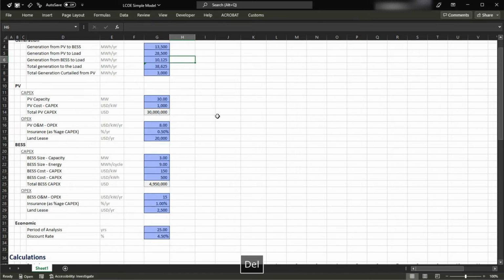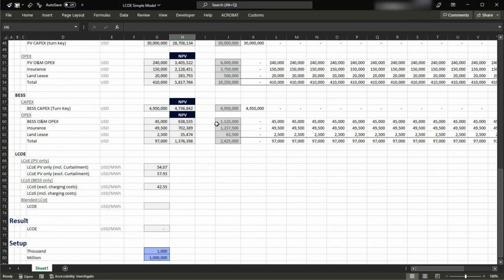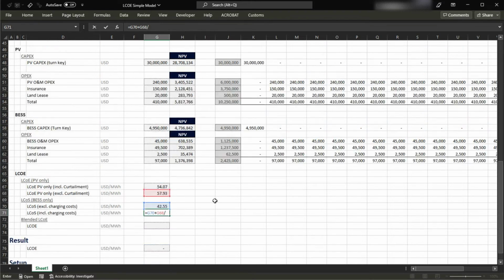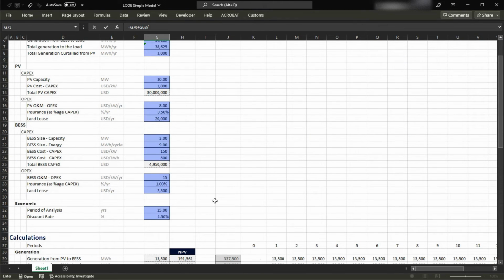Okay, so how can we do it then? Let's scroll down here, and there's basically two ways we can do it. The first way is to say the following. The LCoS including charge costs is going to equal the LCoS excluding the charging costs plus the LCoE PV divided by the efficiency. Okay, which is, what is the efficiency?